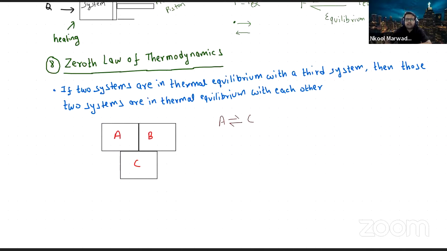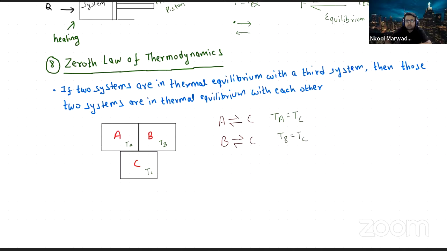If A and C are in thermal equilibrium with each other, what does it say? It says that T of A is equal to T of C. Only then they will be in thermal equilibrium. Similarly, if B is in thermal equilibrium with a third body, that is C, then what can I write? Temperature of B should be equal to temperature of C.